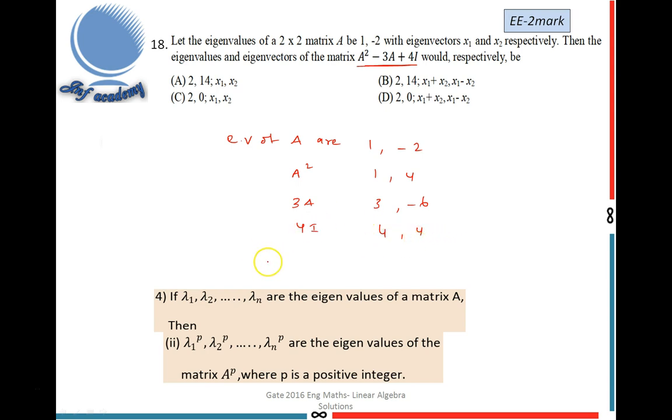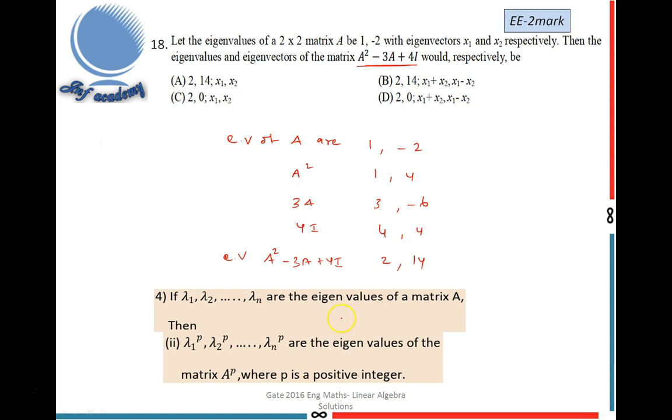Now I write the eigenvalues of A square minus 3A plus 4I. For the first, 1 minus 3 plus 4 means 2. For the second, 4 minus 3 times minus 2, so plus 6. 4 plus 6 is 10, plus 4 is 14. So finally I got the eigenvalues of A square minus 3A plus 4I are 2 and 14.